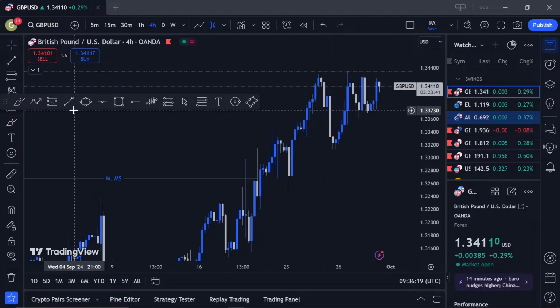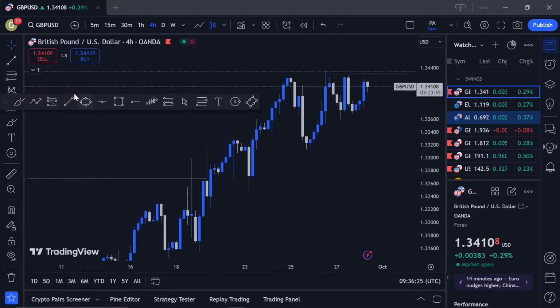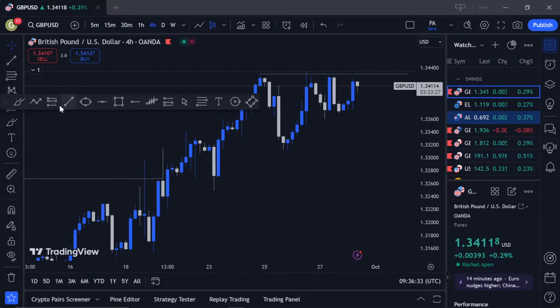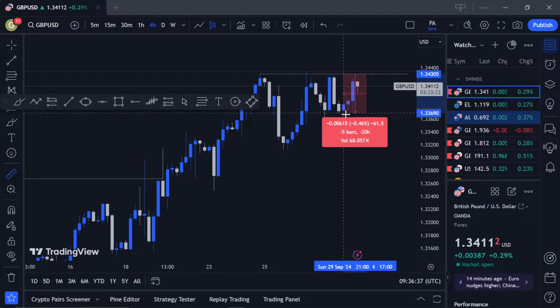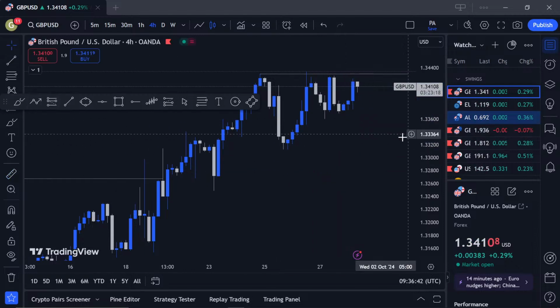Since the 24th of September, which is last week, we are having this area of resistance right at the top here as well. And then this down here will be considered as a recent area of support. Let me just mark it out perfectly. First, let me mark the pip difference from here. Okay, that's about 126 pips.